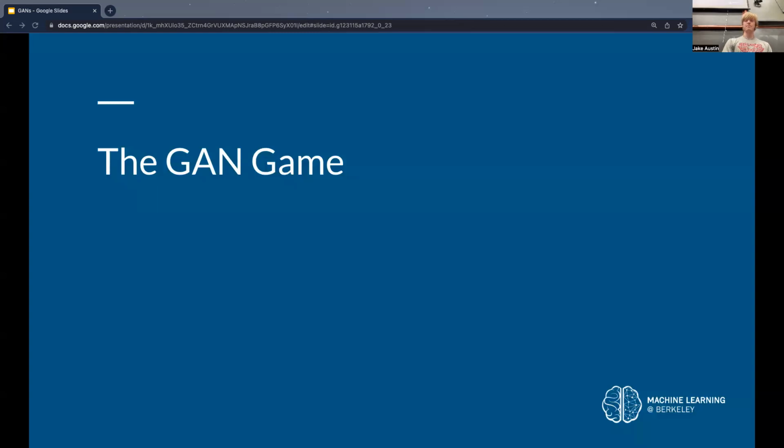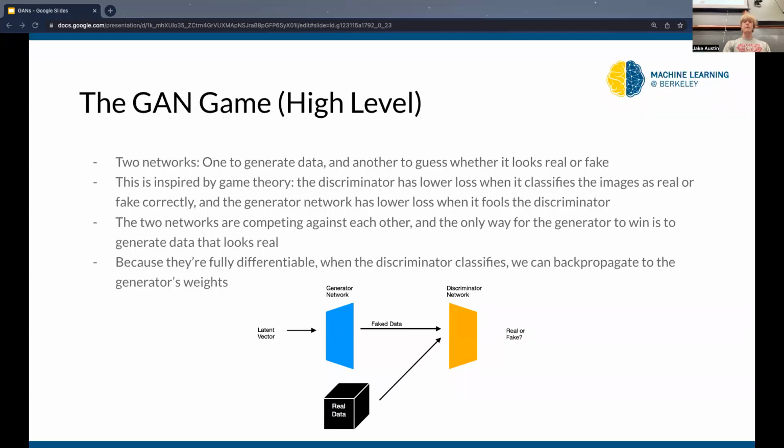All right. So the core idea is that we're going to have two networks that are competing against each other. One is trying to generate data, and the other one is trying to guess whether that data looks real or looks fake. This is a game theory-esque concept. The discriminator wins this game when it has low loss, when it's classifying images correctly as real or fake. And the generator gets really low loss when it fools the discriminator and convinces it to classify its outputs as real images. So they're competing against each other.